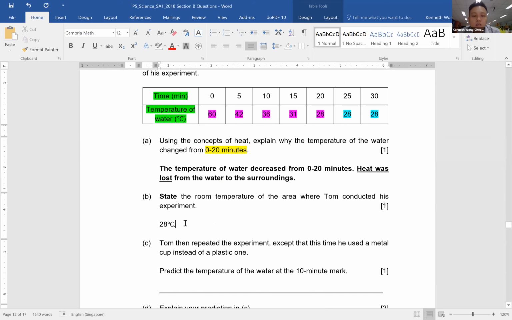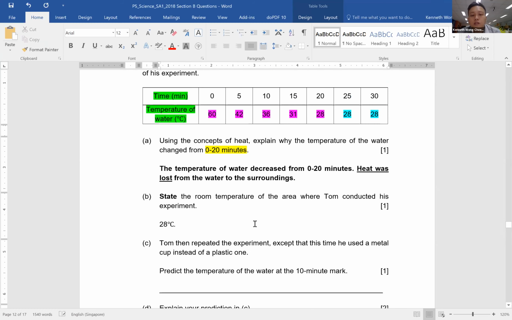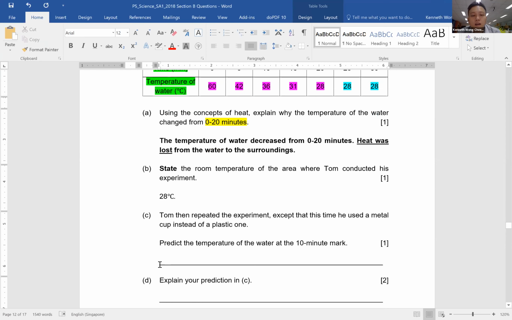Anyway, just an explanation, but for this, you only need to write the room temperature. Okay, next. Tom then repeated the experiment, except at this time, he used the plastic one. What is the topic straight away? What is the concept? Conductor of heat. Yes, because you look at materials, you look at heat, it means you're talking about conductors of heat.